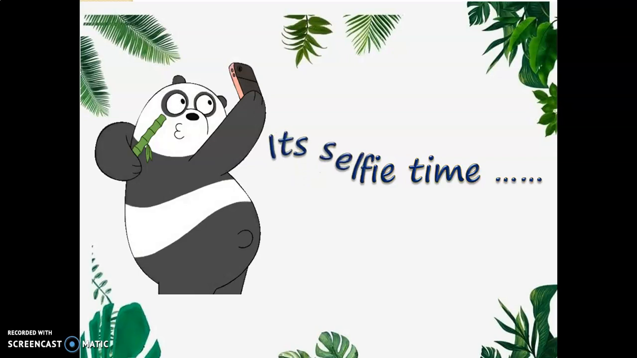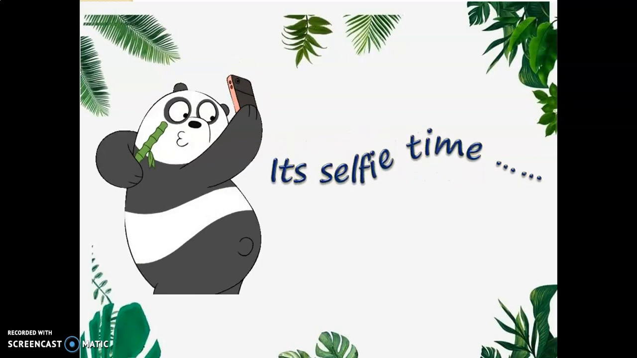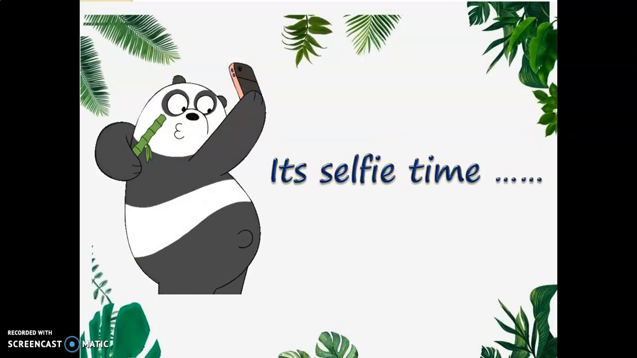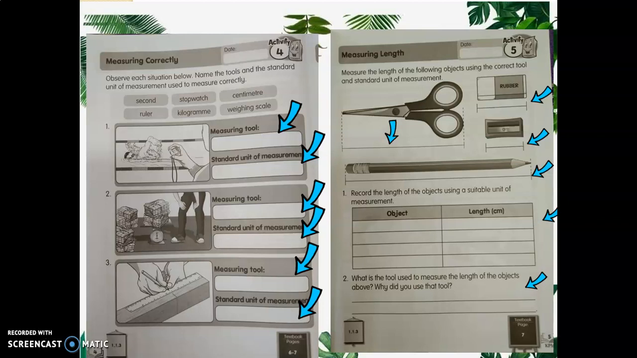Okay. After you finish your work, it's selfie time. Take a selfie of your activity and then send it to me. And the last one is in your activity book on pages 4 and 5. So you finish the activity to make sure you understand.